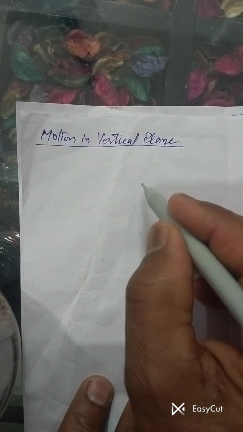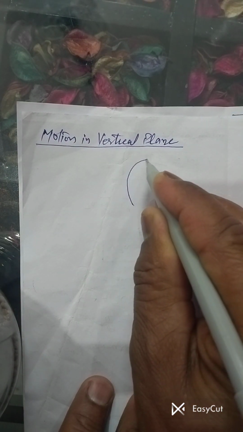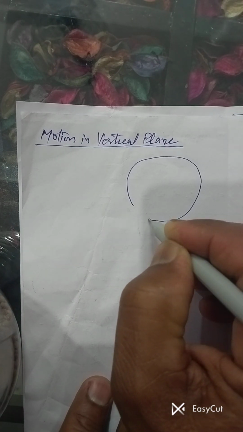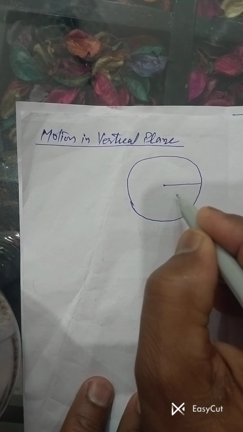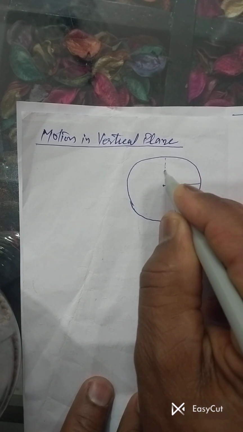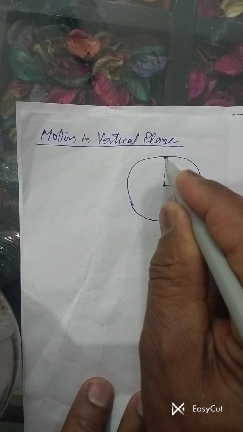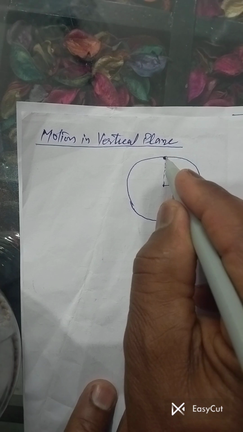Today our topic is motion in a vertical plane. You must have observed that sometimes when we rotate any object in a vertical plane, you have to give some minimum velocity so that the string with which the object is suspended or attached does not bend in the downward direction and the object starts moving.